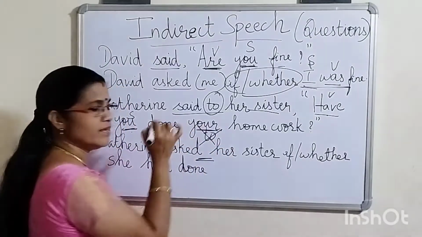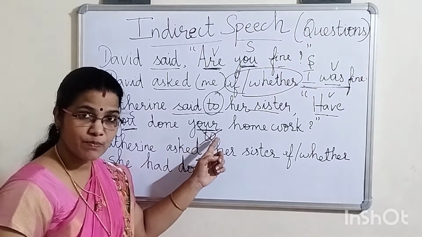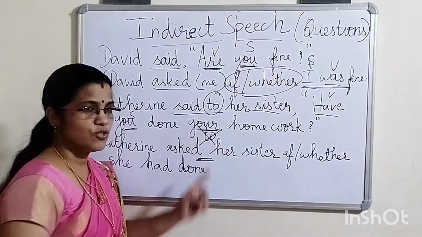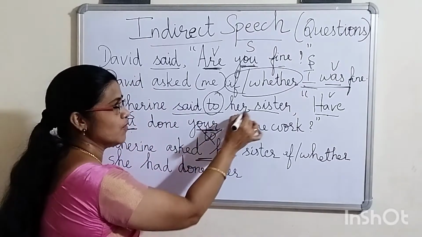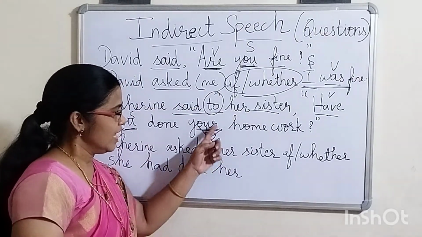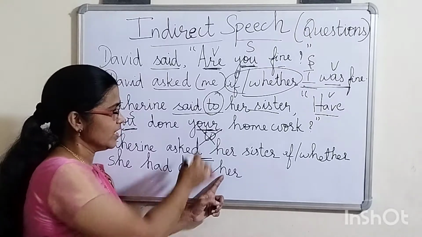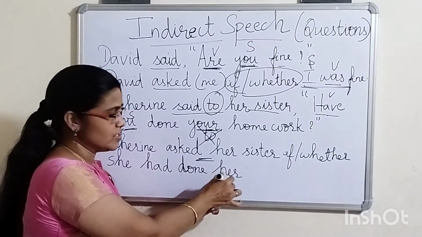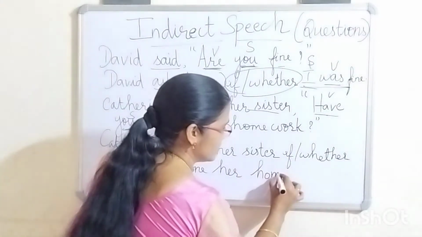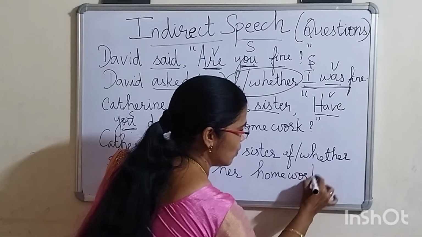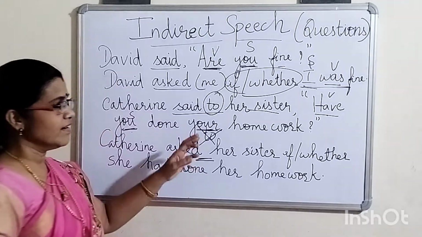Now, here you have another pronoun. This is a possessive pronoun. So this should become her. Because your homework. Whose homework? Her sister's homework. And hence it is her here. Okay, so you are changing this into another possessive pronoun, third person, her. Her homework.